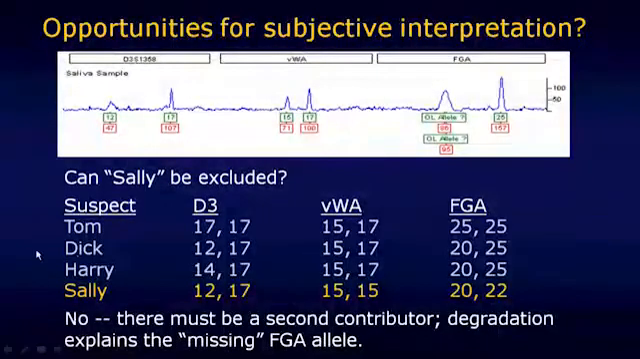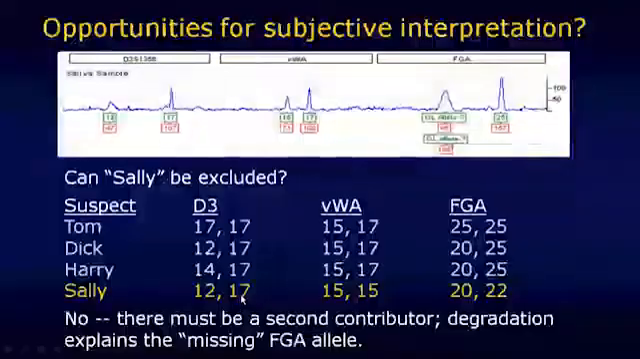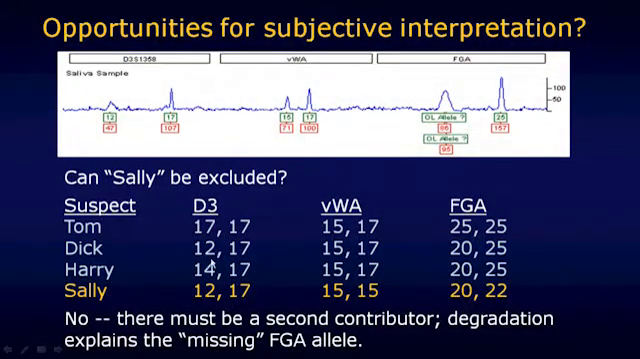Sally has a 12 and a 17. She has the same issues that Dick did with respect to the D3 locus. But here's where things get interesting for Sally. Sally is a homozygote for the 15 allele at the VWA locus.